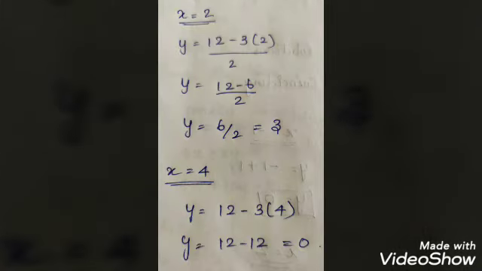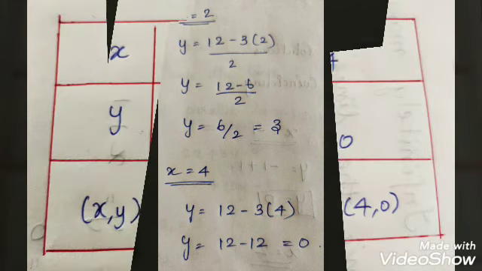Next, x is equal to 2. So y equal to 12 minus 3 into 2, that is 12 minus 6, divided by 2, so 6 by 2, 3. Next, x is equal to 4. If you substitute 4, what will you get? 12 minus 3 into 4, that is 12 minus 12, equal to 0. Is this clear?